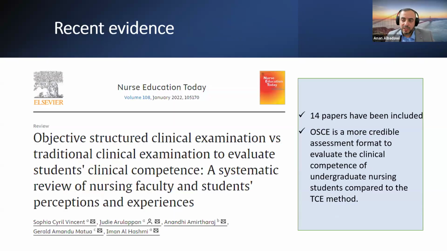And this is one of the recent studies that compared the OSCE against traditional clinical methods to evaluate clinical competency. The systematic review shows that the OSCE is a more credible assessment format to evaluate the clinical competencies of undergraduate nursing students compared to traditional methods. So you can take this example. This is a systematic review, which is robust evidence. And you can search more in the literature to find more examples.